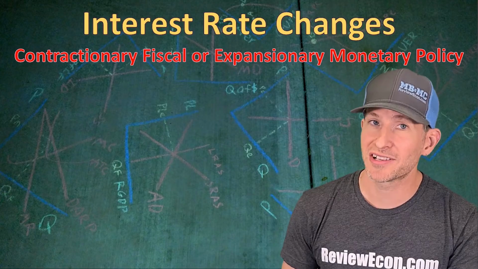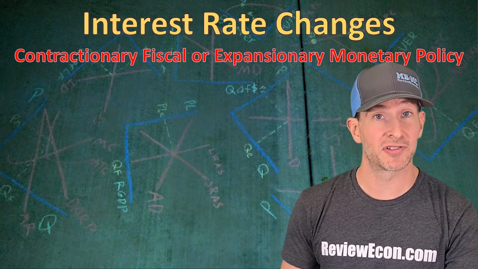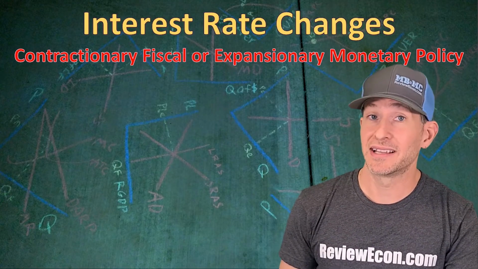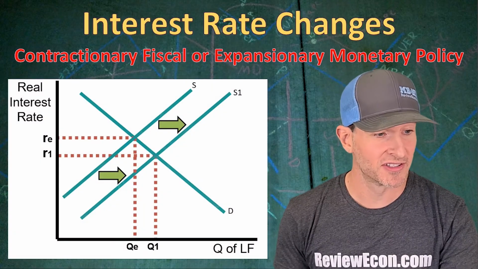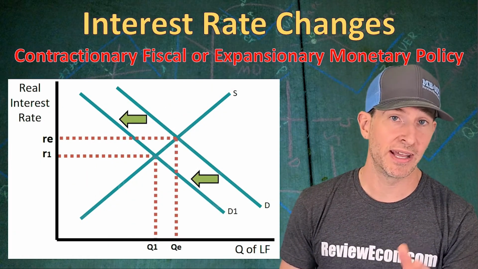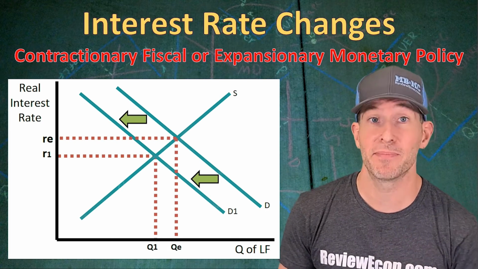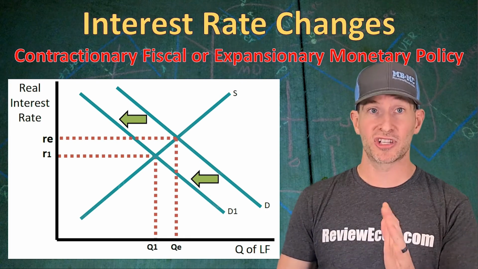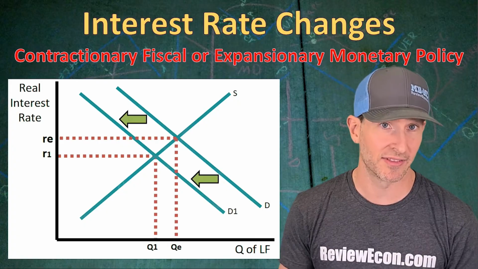Let's remember how contractionary fiscal policy impacts the interest rate in the loanable funds market. We could see an increase in the supply of loanable funds or a decrease in the demand for loanable funds. Remember, either shift you pick is perfectly acceptable on the AP macroeconomics exam, but either shift will drive down the interest rate in the loanable funds market.